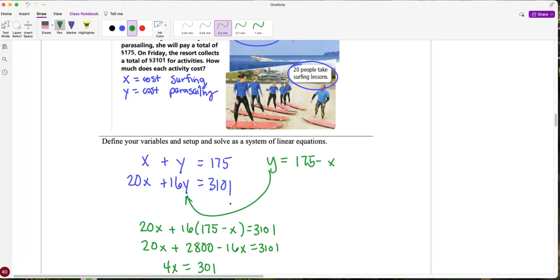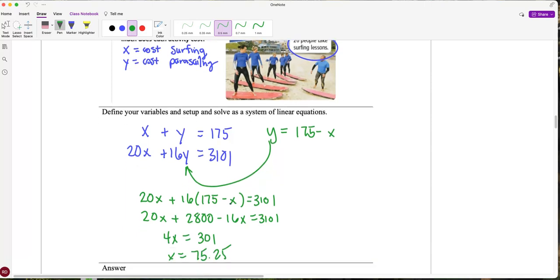So I really can't do that, okay? I can't do a quarter lesson. So I know that there are approximately 75 lessons of surf, okay? And then that would mean approximately, so around 100 lessons of parasailing.